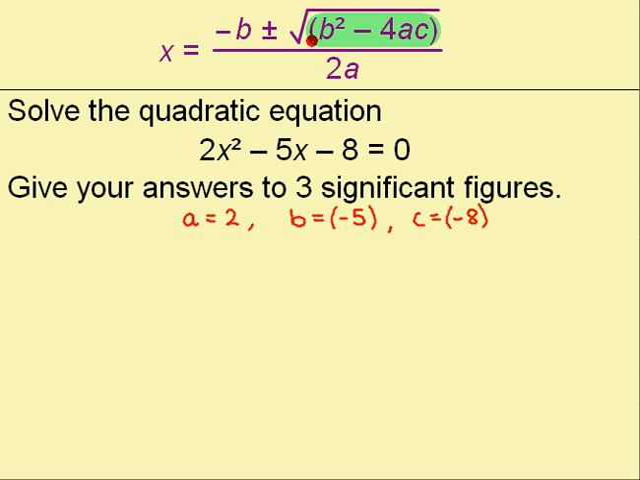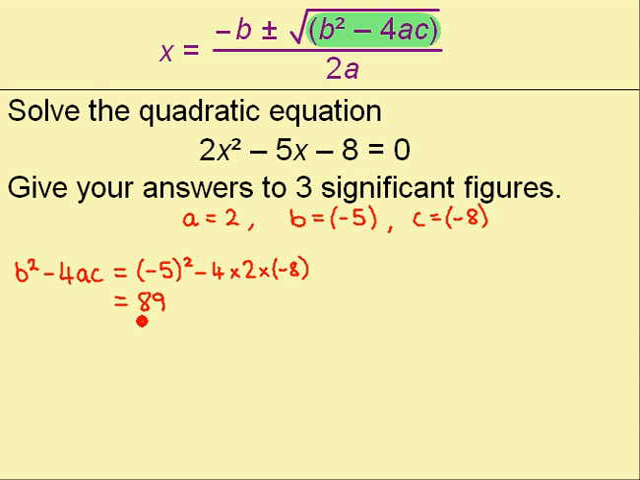Then I do step 2, which is to work out b squared minus 4ac. The answer for this is 89. To get this right, you need to type this into your calculator exactly as it appears here. Notice that the minus 5 is in brackets and that the squared is outside of the bracket.